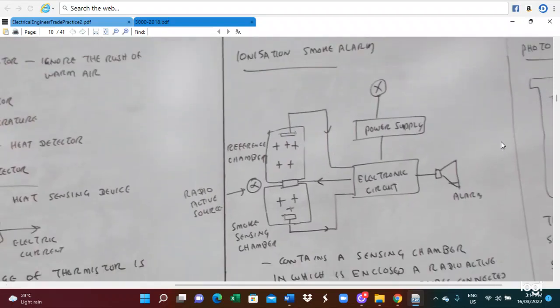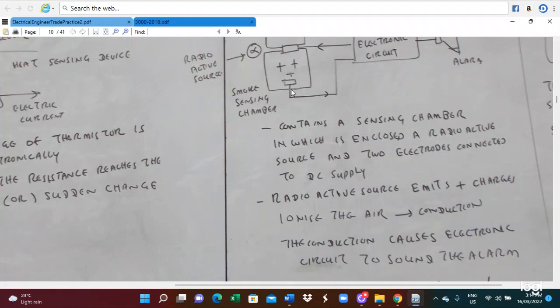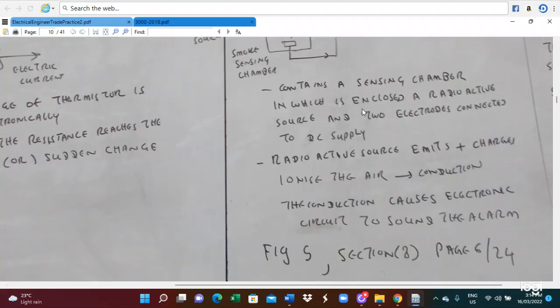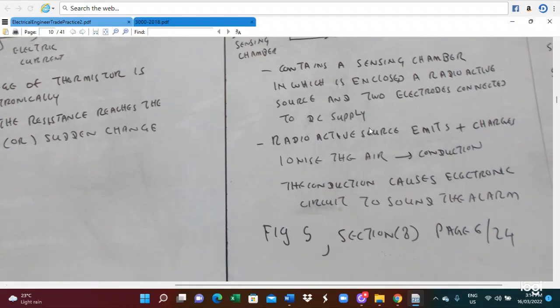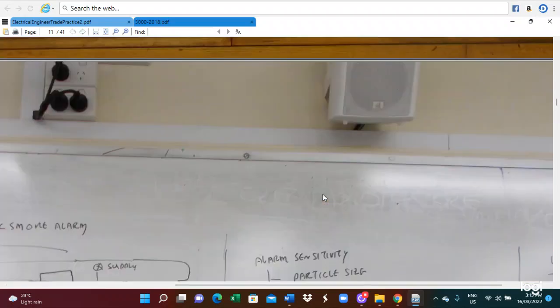Here is a connection diagram of the ionization smoke alarm system. This is for the cathode and anode. When there's an electrical current, the electrons flow from the atom to the cathode, and then the electronic circuit sends an electric current and the alarm will sound. They are supplied by the power supply. It includes a smoke sensing chamber, a reference chamber, and a radioactive source. It contains a sensing chamber with a radioactive source and two electrodes connected to the DC supply. The radioactive source emits electrons and charge to ionize the air and make it conduct. The conduction causes the electronic circuit to sound the alarm. So this is the operation principle of the smoke alarm.